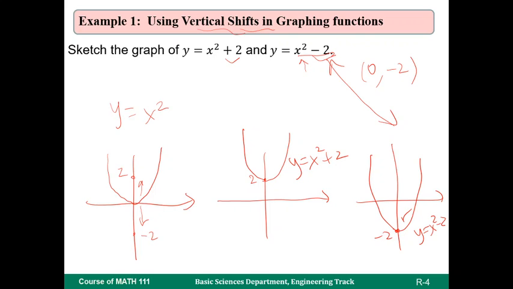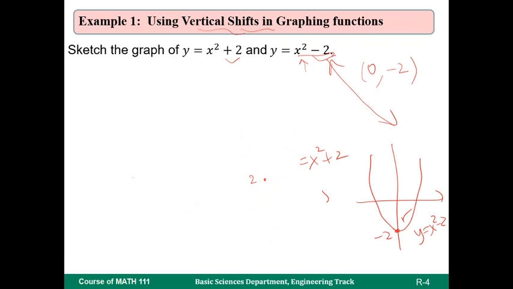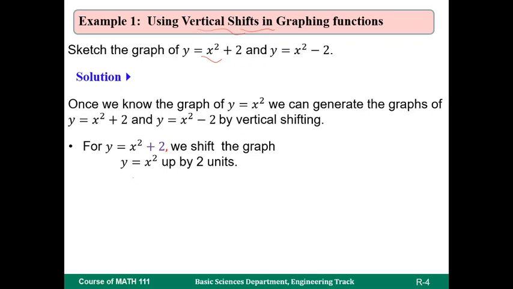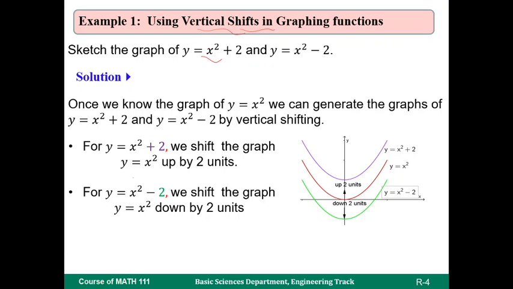So the vertical shifts, if you can apply them, are a shortcut for sketching the graphs. But of course, you have to know the graph of the basic function. Our basic function here is x squared. We already know how its graph looks like. Now here is obviously what I did.